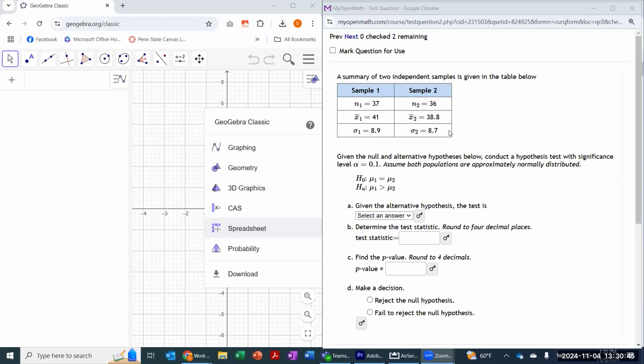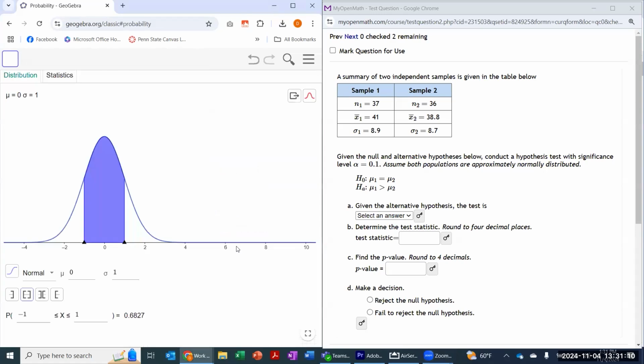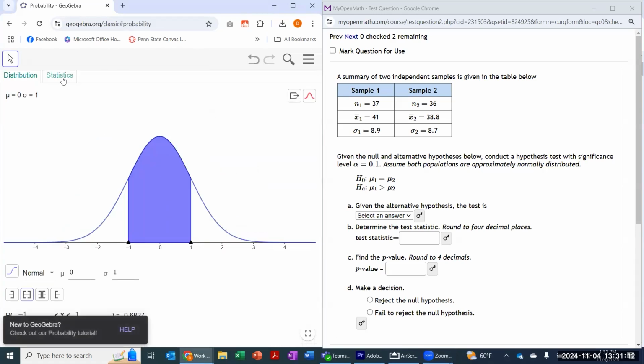So since I know sigma, and my sample sizes are large, I have independent samples, and I want to test these hypotheses, mu1 equals mu2 against mu1 greater than mu2. So that's going to be a two-sample z-test for a difference of means. Using GeoGebra, since I have my statistics, I'm not starting from raw data.